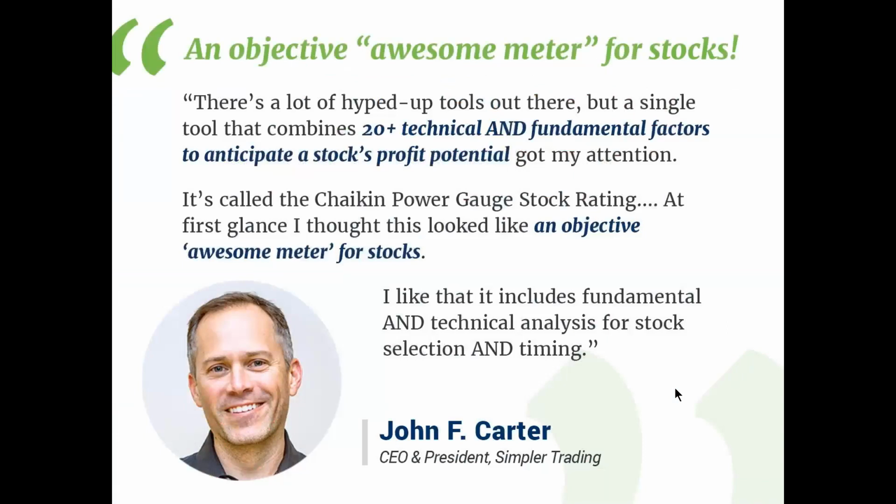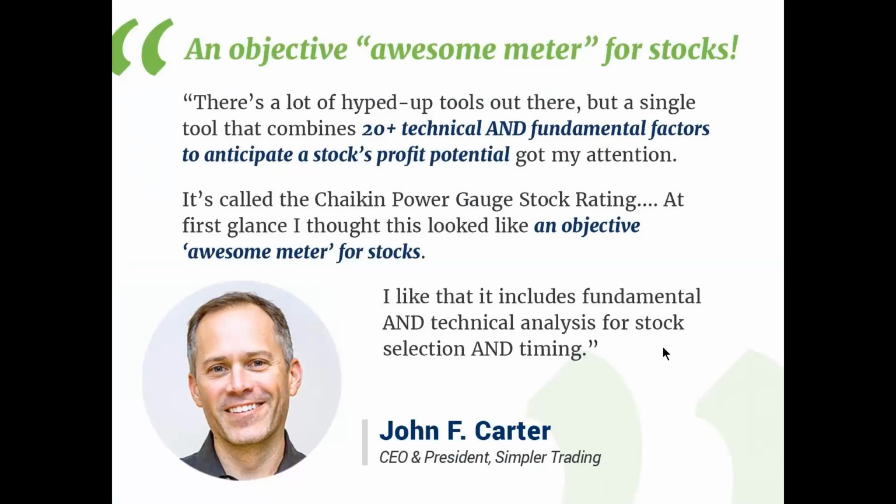And I know there's a lot of people from the John Carter community today, including a number of people who heard Mark and John speak 2 weeks ago out in Austin at their strategic investment conference. But John and Henry, who works there as well, are devotees of the Chaikin Power Gauge rating. They use it every day in their analysis of stocks. And what John said here is that there's a lot of hyped up tools out there, but a single tool that combines 20 technical and fundamental factors to anticipate a stock's profit potential got my attention. He calls it an objective awesome meter for stocks.